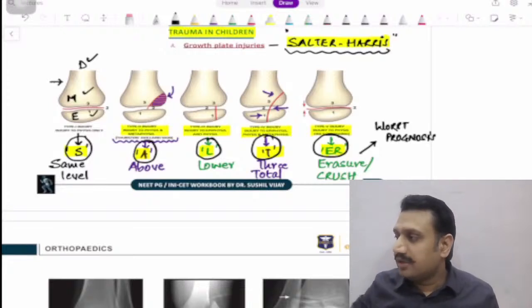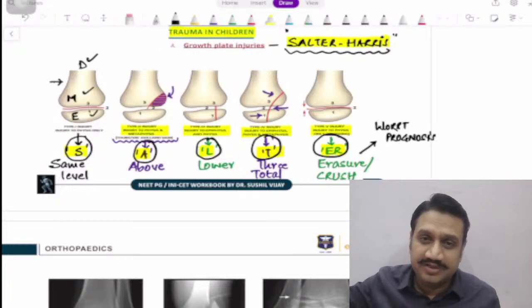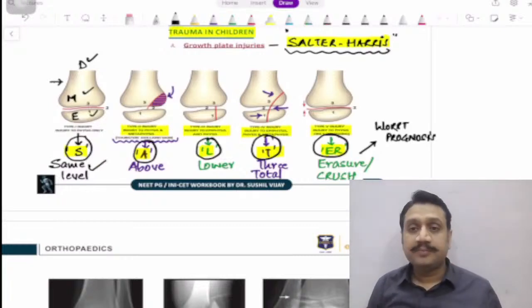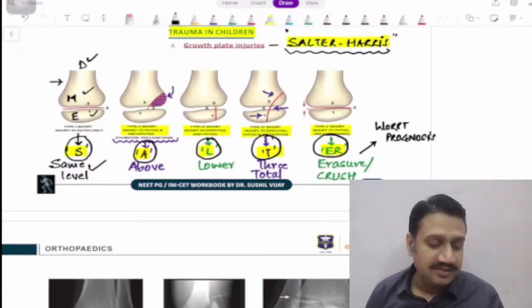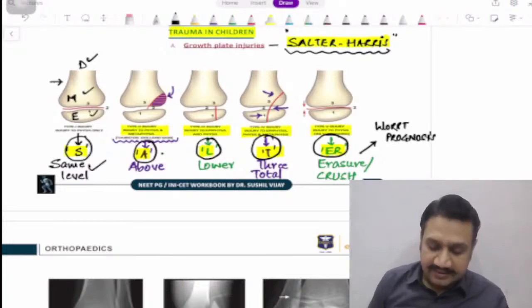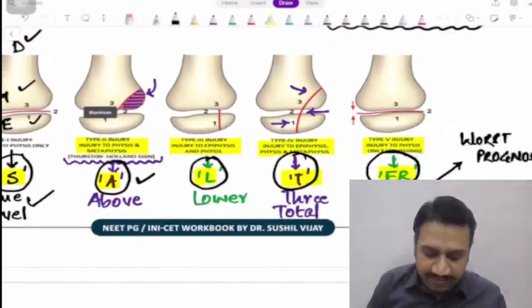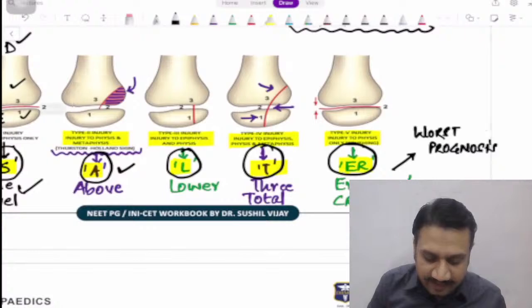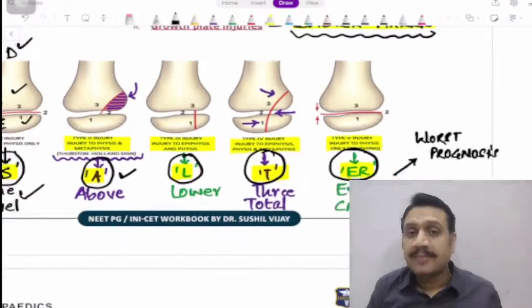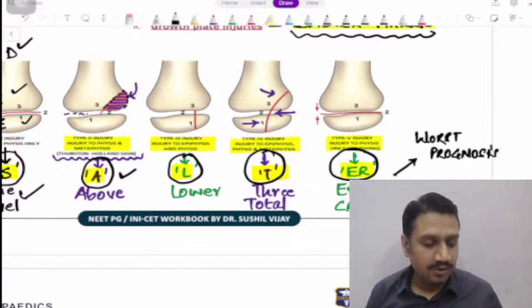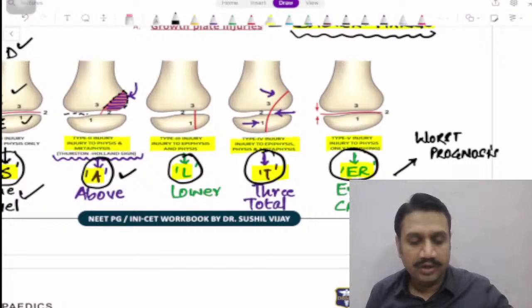How is it? You all remember the Salter-Harris classification? It is very much required. So how to remember that? S is for the injury at the same level. Same level means somewhere in the physis only, right? A is above. Now what is the part of the bone above the physis? Above the physis is the physeal layer, and we have the part of the bone which is the metaphysis. And what do you call this fragment of metaphysis? This is called the Thurston-Holland fragment.